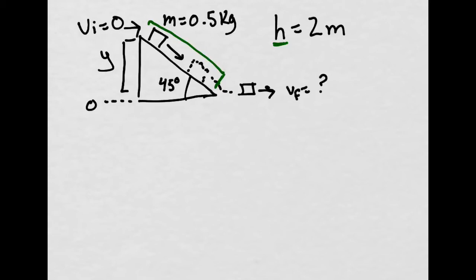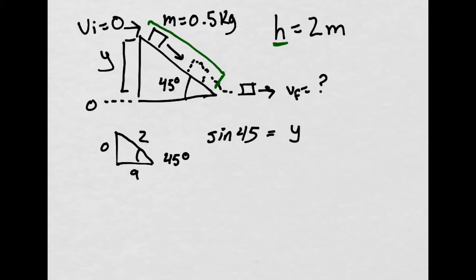We can find y using trig. So let's do that. If we have a triangle, and we know the hypotenuse is 2, and our angle is 45 degrees, opposite, adjacent, so sine of 45 degrees is equal to y over 2. So y is 2 sine 45 degrees. Which is 0.7 times 2, which is 1.4 meters.